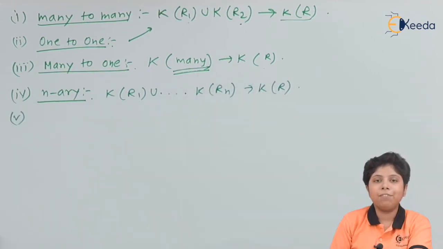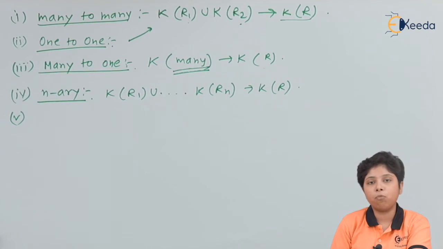Now finally, if there is an n-ary relationship with one arrow pointing to one of the relations, then the combination of primary keys of all the other relations, excluding the one-side relation, will be the primary key of the resultant schema.